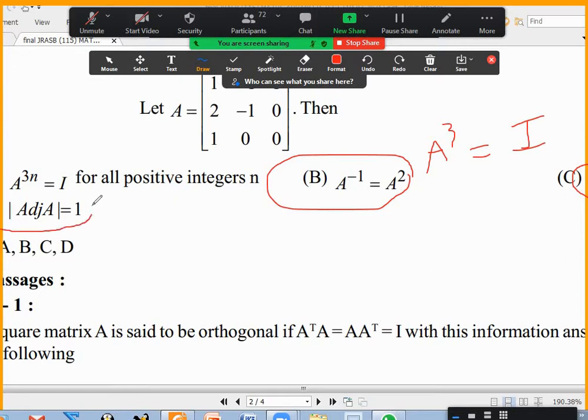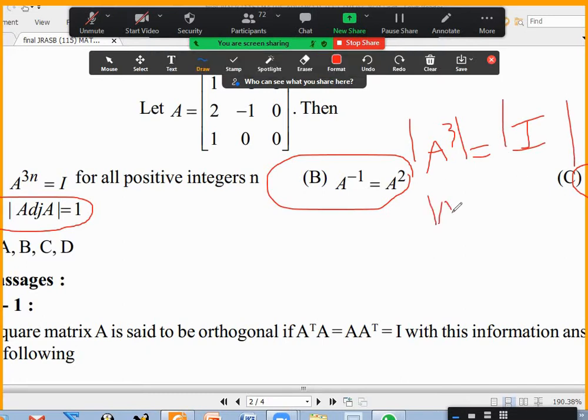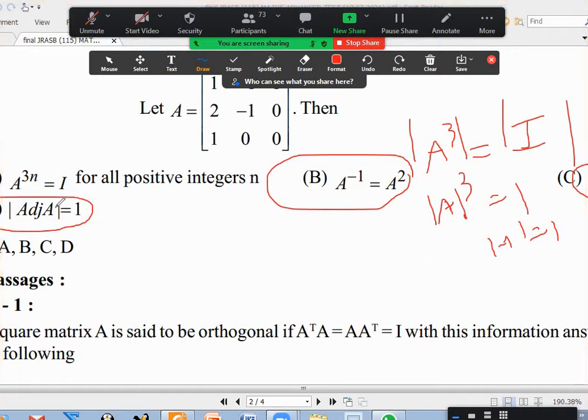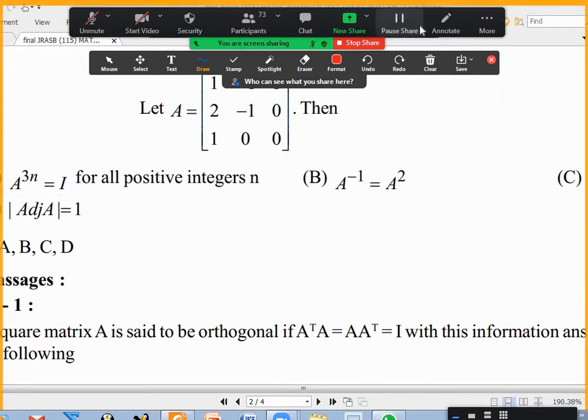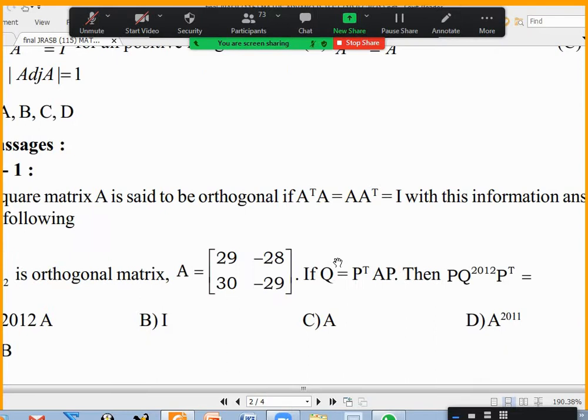And coming to this, if A cube equal to I, apply det on both sides. You will get det A whole cube equal to 1, means det A is equal to 1. Even if you don't notice that, directly find det A, it will come 1. And det of adjoint is det A whole square, na? 1 square is 1. Is it okay, sixth one? I think sixth one, many people in the exam would have marked correct.